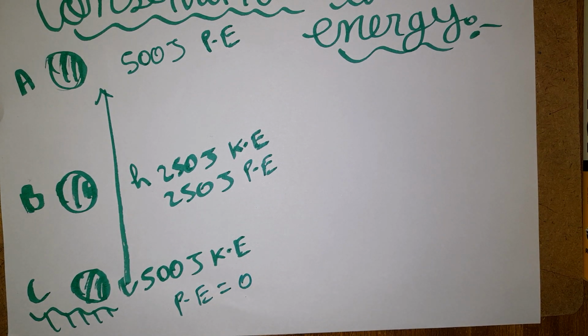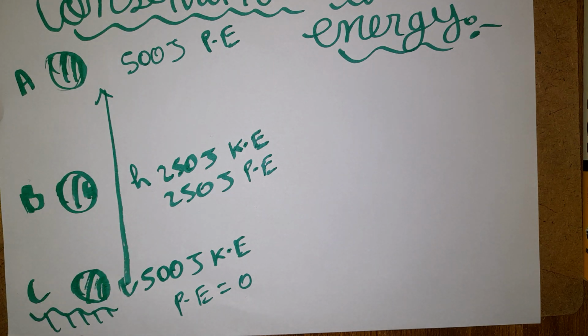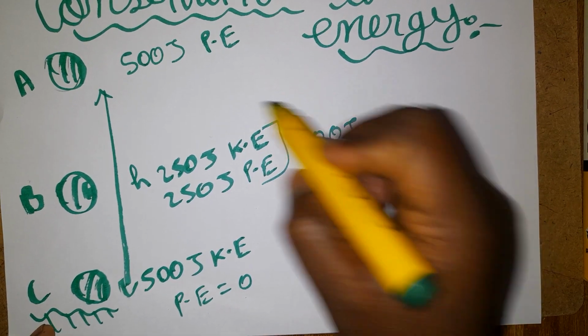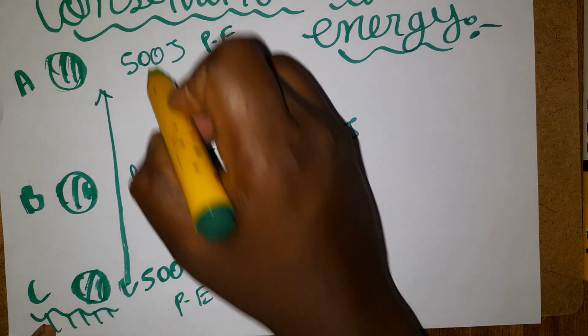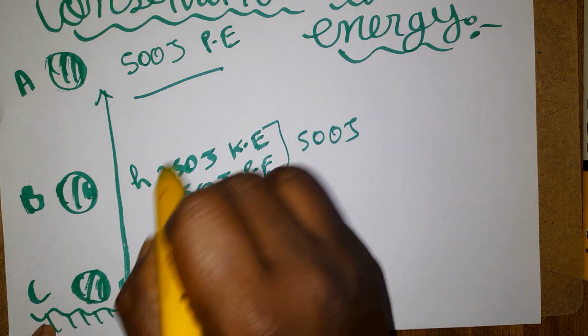That is all we are going to do. It's a very simple concept. Wherever you calculate, the total energy remains 500 joules. Here 500 joules, here also 500 joules, here also 500 joules. But here potential energy is maximum, here kinetic energy is maximum, and here both are sharing.